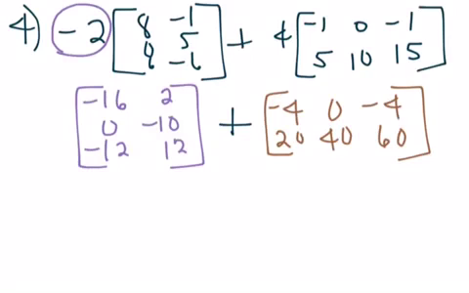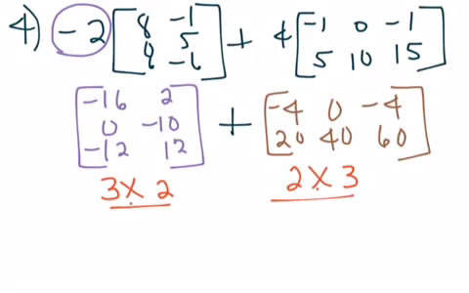Now we are ready to add the matrices, but we have a problem. This matrix has 3 rows by 2 columns. This matrix has 2 rows by 3 columns. Because these dimensions are not the same, this is impossible.